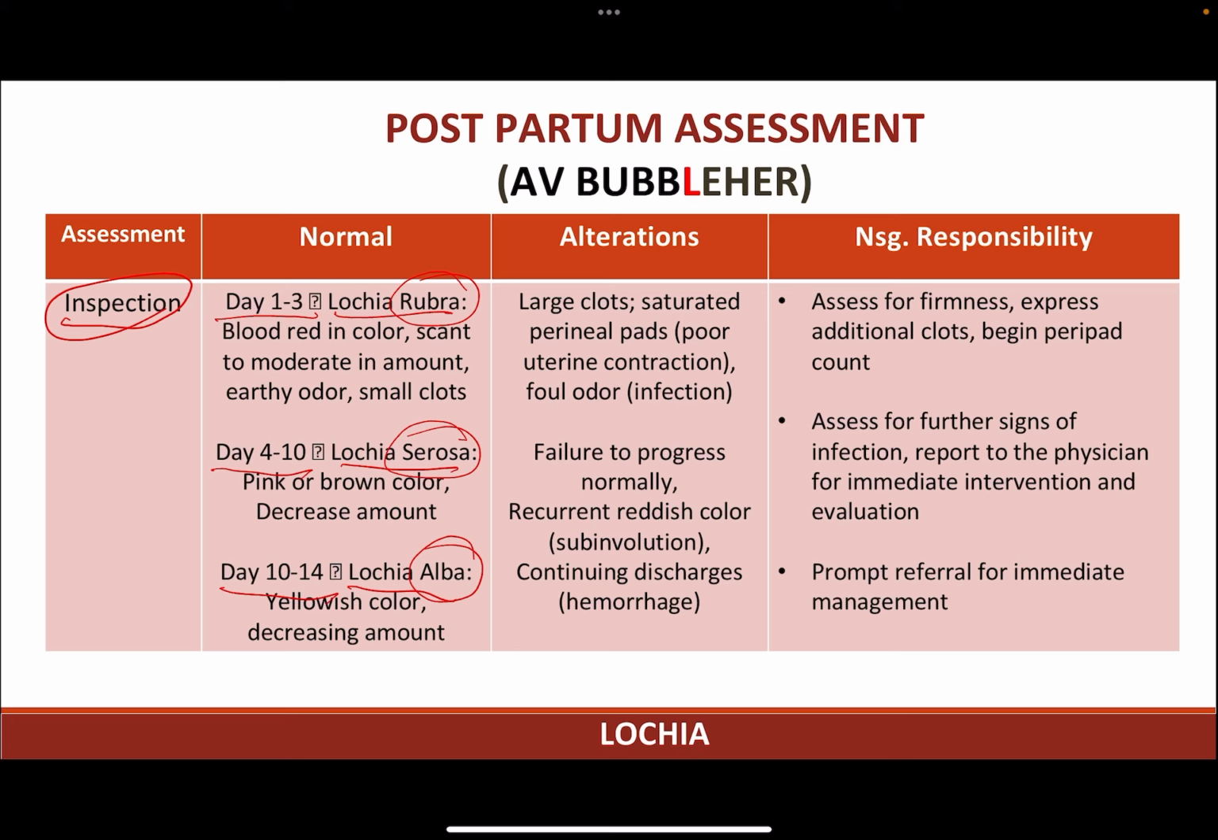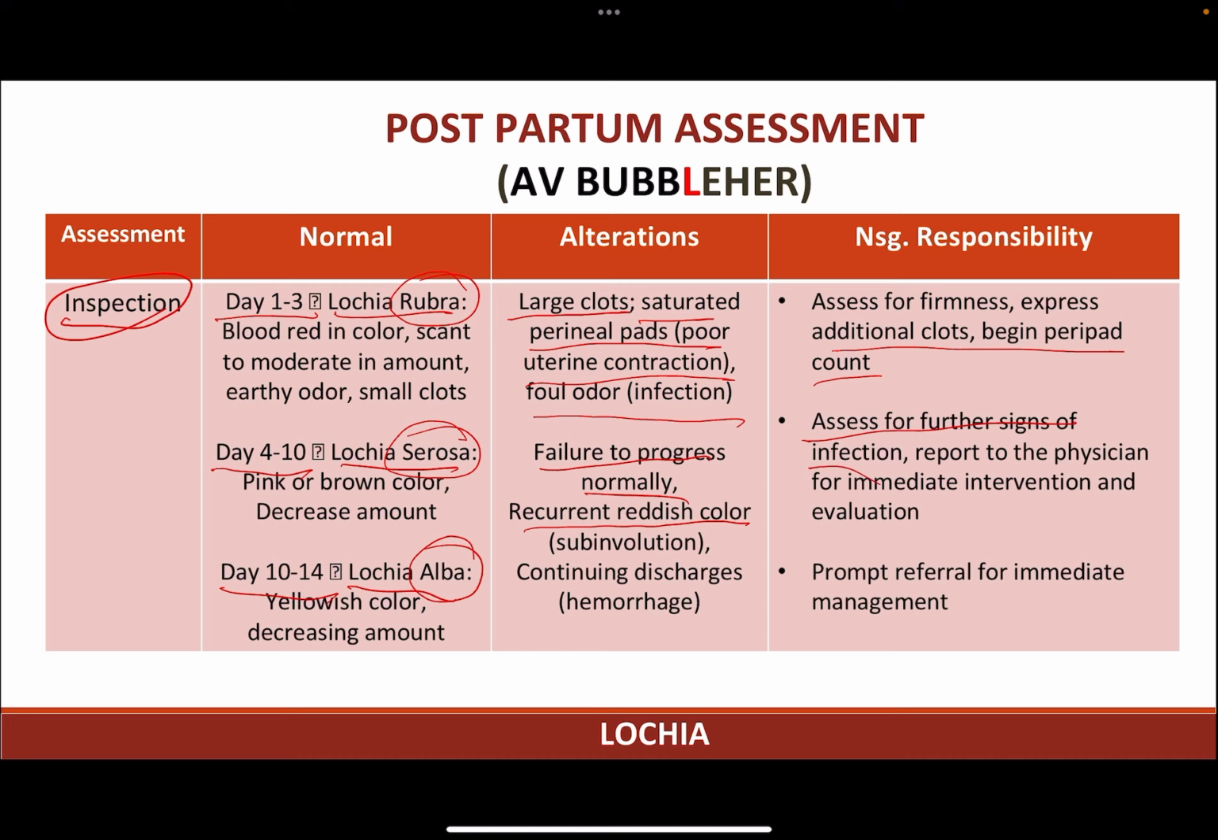So in alteration, under the lochia, you have large clots, saturated perineal pads, poor uterine contraction, and foul odors or infection. So, you may assess for firmness, express additional clots, and begin peripad count. You may ask the mother how many pads she is using after delivery. In 4 to 10 days, the alteration is failure to progress normally and recurrent reddish color. So, you have to assess further for signs of infection. Report to the physician for immediate intervention.